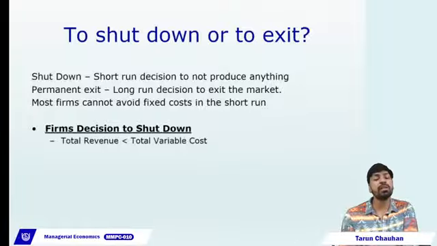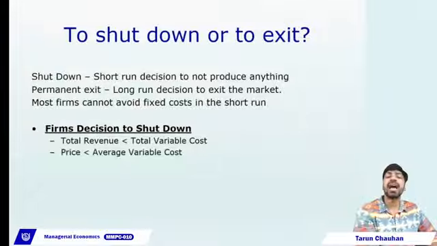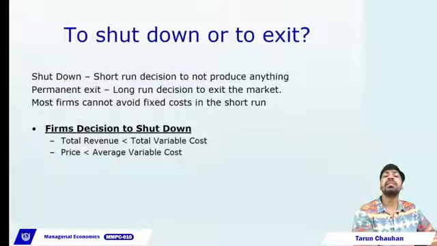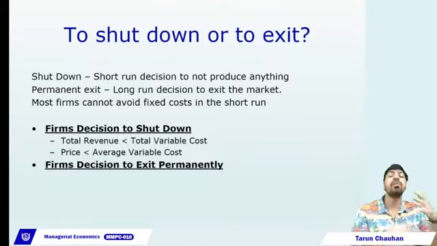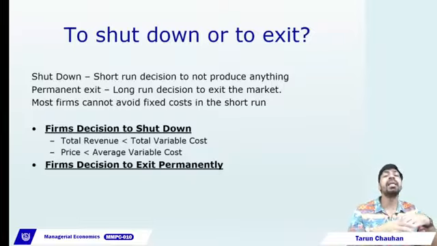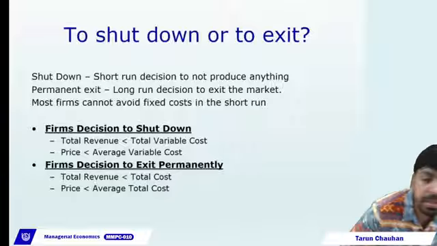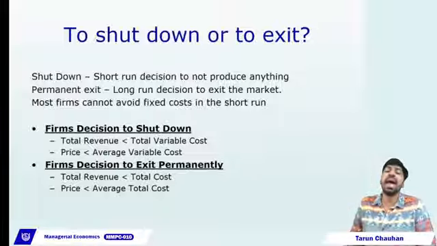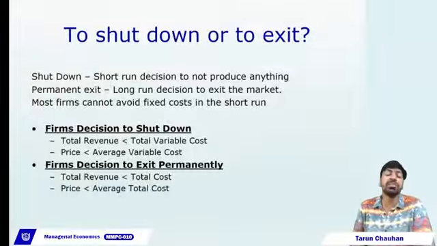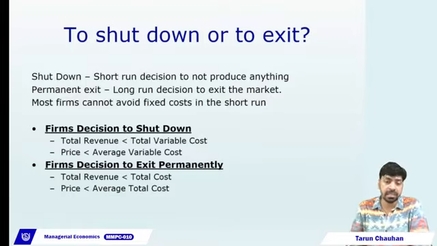So if the firm has to take a decision to shut down, there is a condition: the total revenue is less than the total variable cost. When price is less than the average variable cost, the firm decides to exit permanently. So there are two main conditions. If these two conditions exist in a firm, that means the firm can take a decision to shut down or permanently exit. Otherwise, the total revenue is more than the total cost, and price is more than the average total cost. So there is a difference. Whether you want to shut down, the average variable cost would come up. When you have to exit permanently, then the average total cost would apply, in case of exit and in case of shutdown.